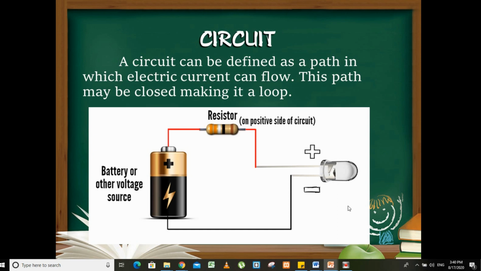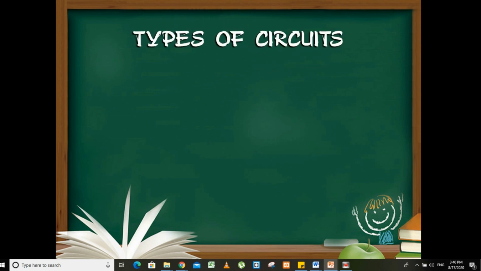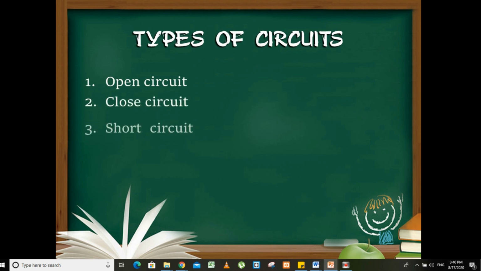Now let's move on. Types of circuits. We have 3 major types of circuits. The first one is the open circuit. The second, we have the closed circuit. And the third one is the short circuit. So we are going to see the diagram of them one after the other.